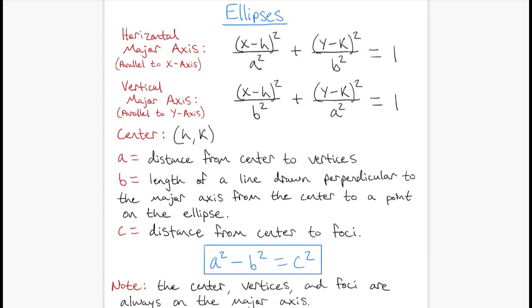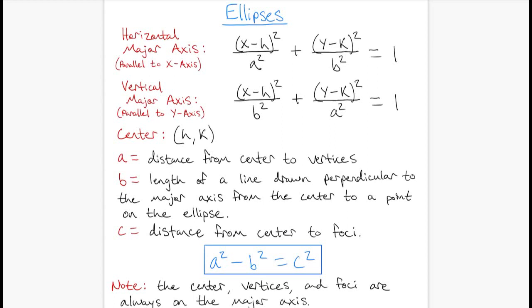Let me say that one more time. I know it's kind of a mouthful. Here, the larger denominator is in the x term, and the major axis is parallel to the x-axis, right? Here, the larger denominator is in the y term, and the major axis is parallel to the y-axis. So this is the pattern that I use to be able to just look at the equation of an ellipse and immediately tell whether we're going to have a horizontal or vertical major axis.